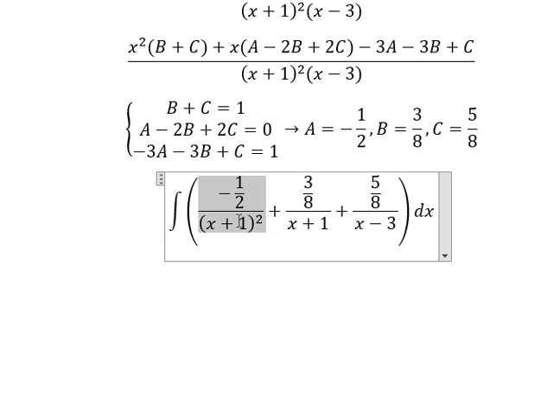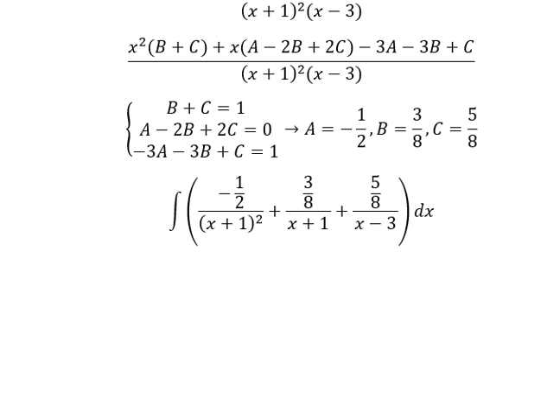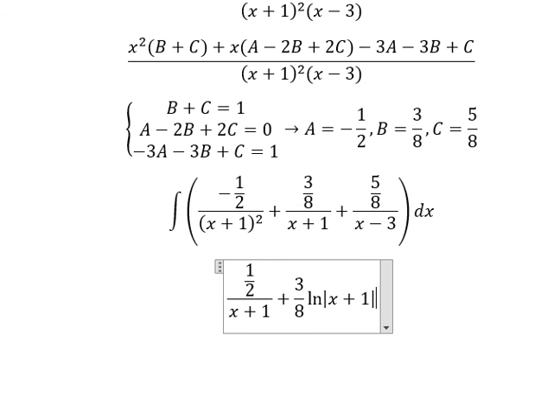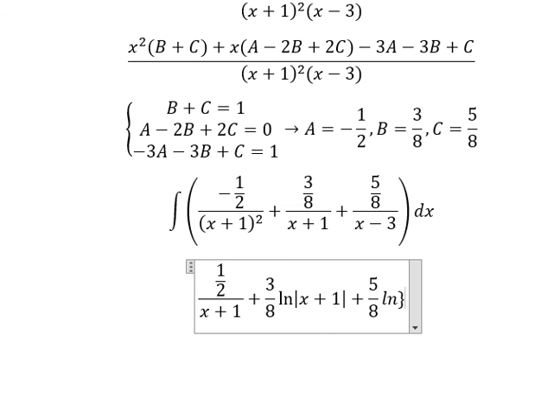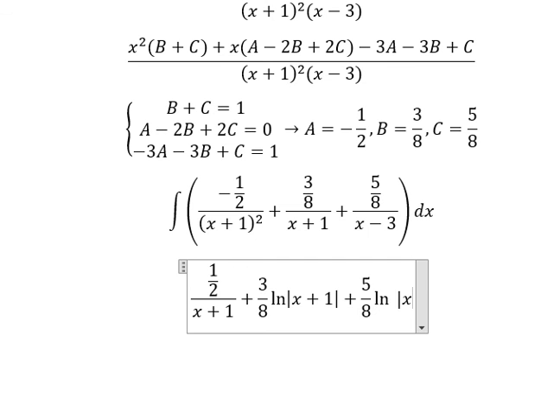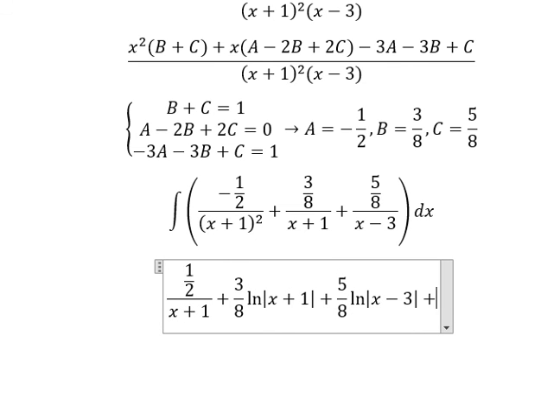The integration of this one, we will have positive 1 over 2 over (x plus 1). The next one, we have ln of the absolute value of x plus 1. And the next one, that's ln of the absolute value of x minus 3. And we put plus C.